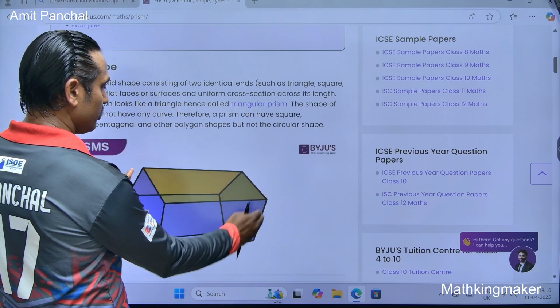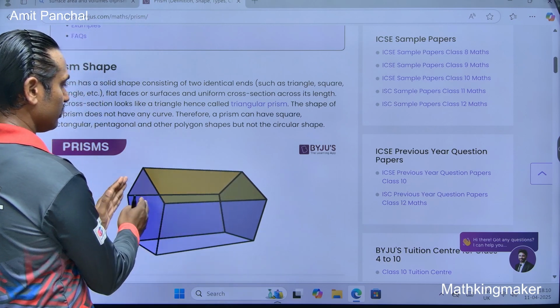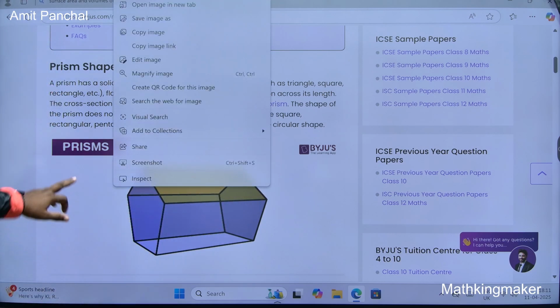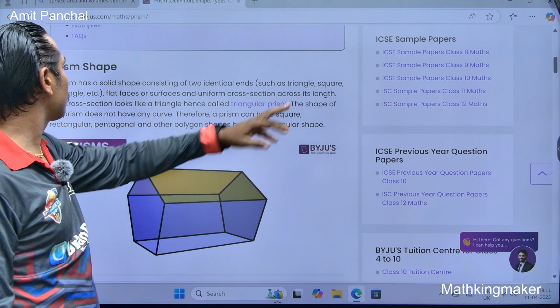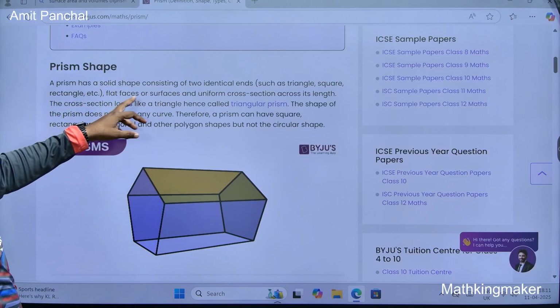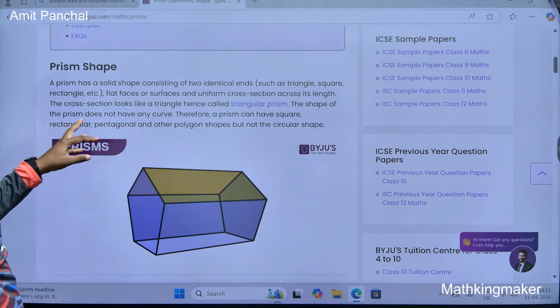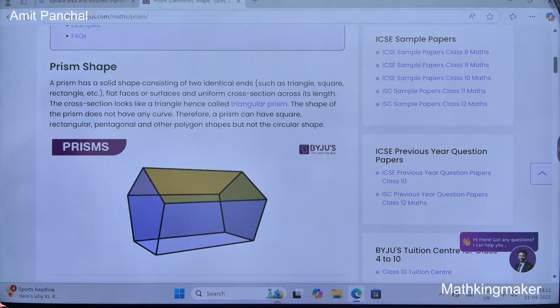In this shape, you can check it: this and this, these two faces are identical. They may be triangle, square, rectangle, etc. It has flat faces or surfaces and a uniform cross section across its length. If the cross section looks like a triangle, it is called a triangular prism.